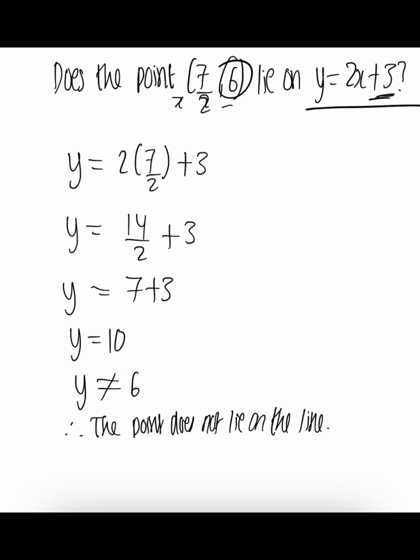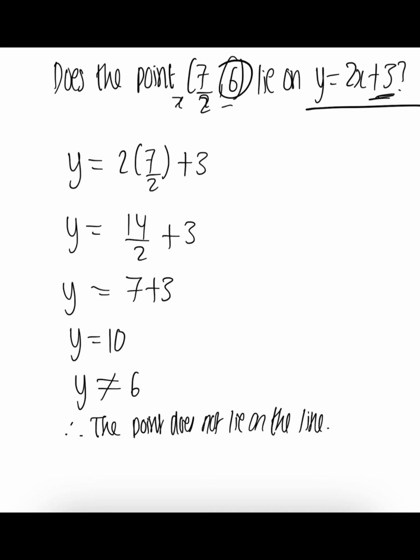Now, third question. Does (7, 5) lie on y equals 2x plus 1? Substitute the value of x, and there we go. So y equals 2 lots of 7 plus 1, and that will be y equals 2 times 7, 14, plus 1, 15. As we can very clearly see, y does not equal 5, therefore it does not lie on the line.